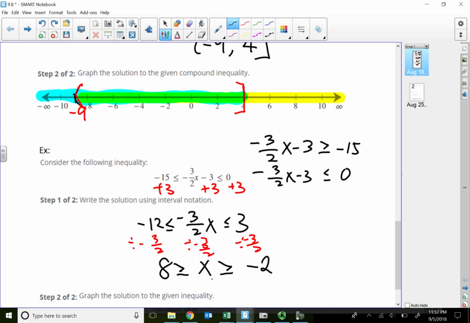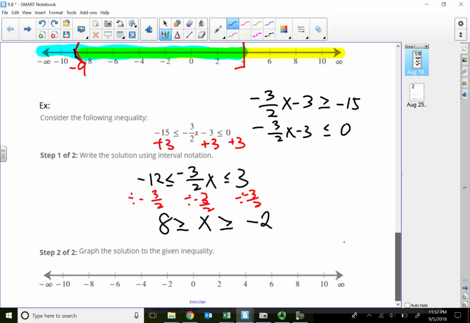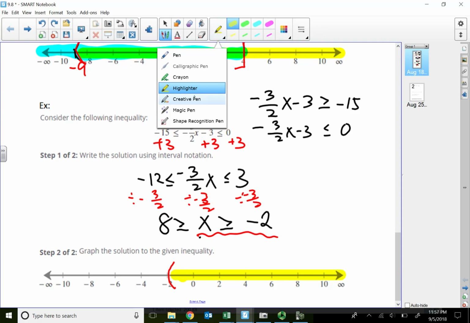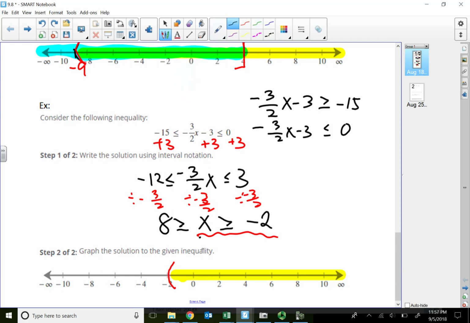So I'm looking for a number that has to be bigger than or equal to negative 2, and also has to be less than or equal to 8. Let's do this part first. Greater than or equal to negative 2, that's from negative 2 to the right. The other one, x has to be less than or equal to 8. Oh, I'm sorry, I was supposed to use a bracket earlier. Sorry, that's a bracket. x is less than or equal to 8. That would be from 8 going to the left.